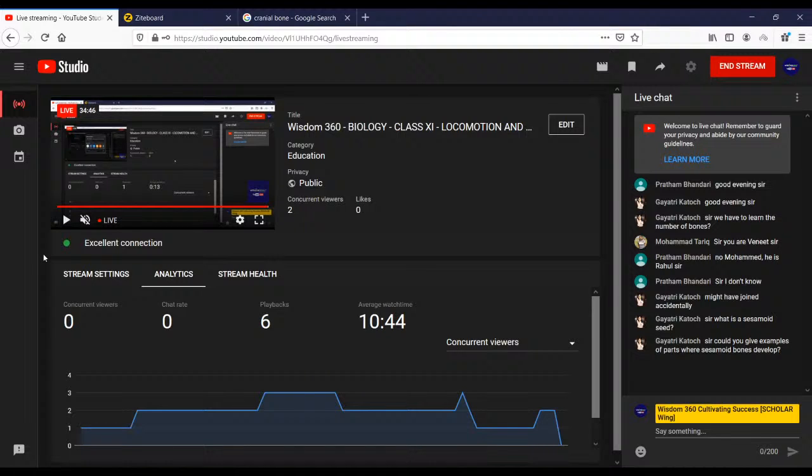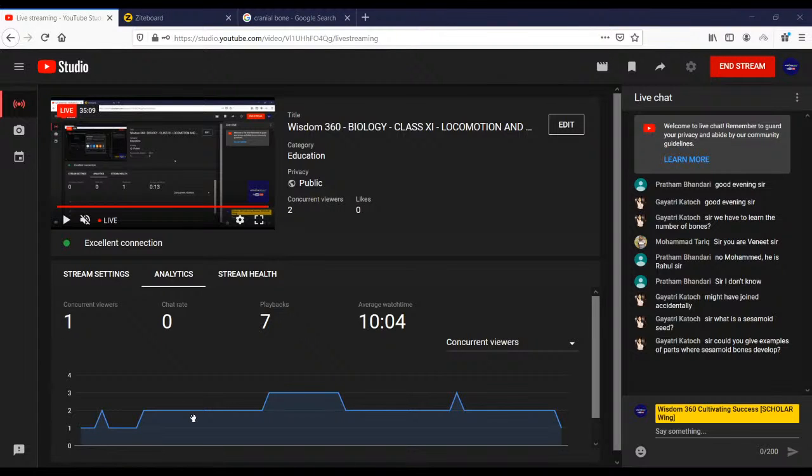Sesamoid seed, you have seen, I think, right? Sesamoid. Okay, examples of parts where sesamoid bones develop. You want that? I can always give it to you. I was just giving you the overview because I was thinking it may be too much for you. That's why I was giving only the overview so that you just know it. But if you want to know, obviously I can tell you.